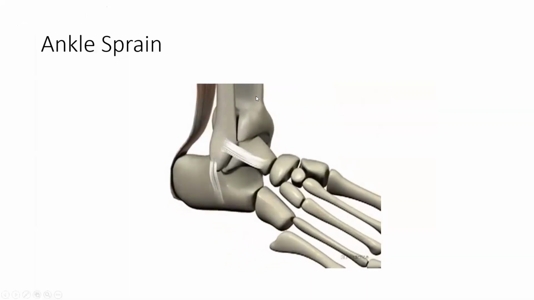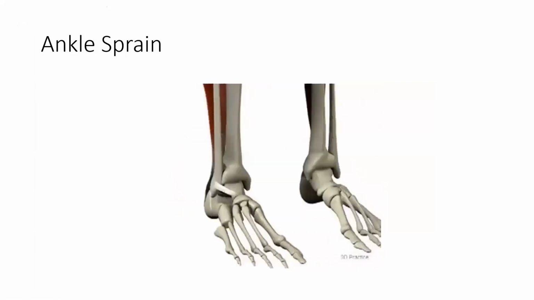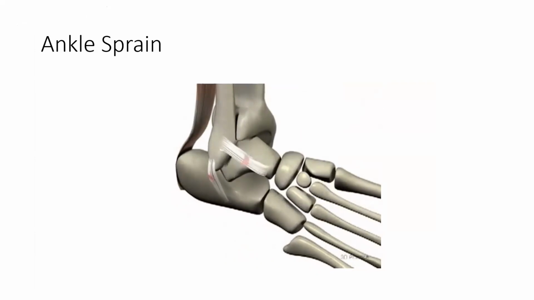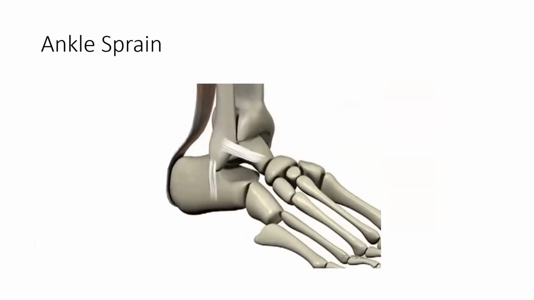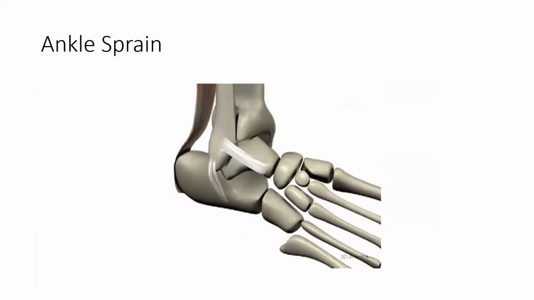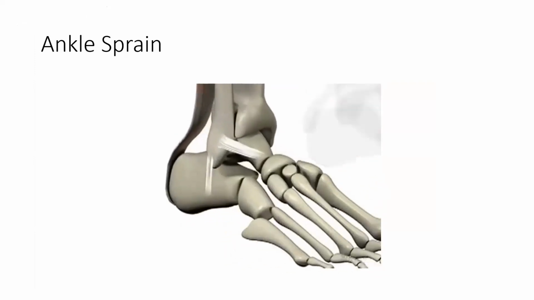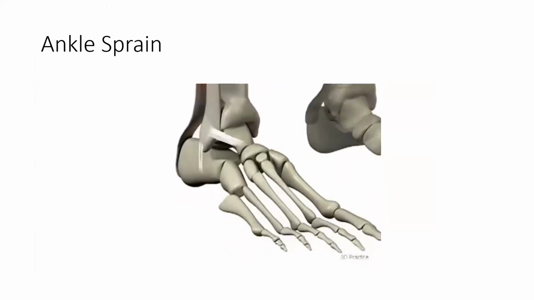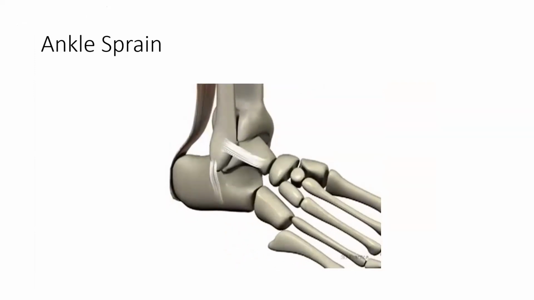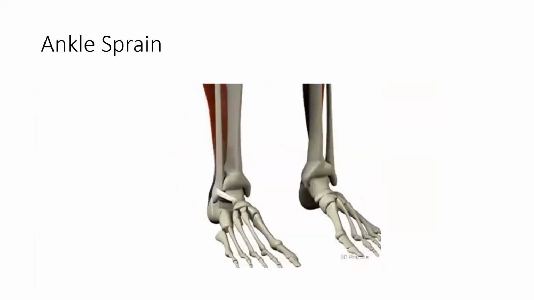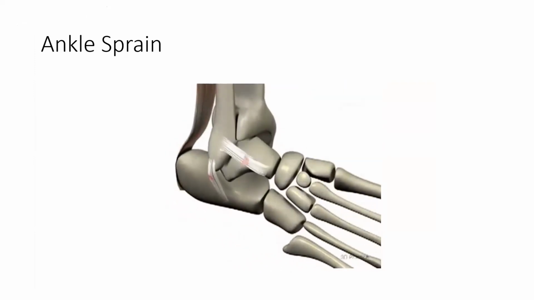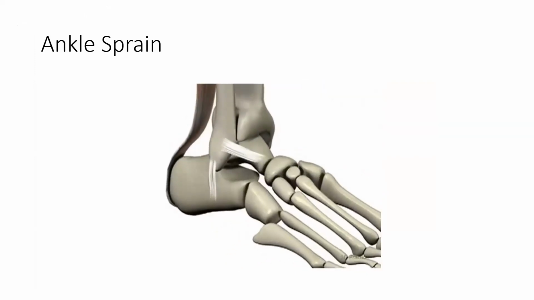This is what happens now when you injure your ankle. This is a sprain or strain. What happens is we generally roll our ankle on the weak side. The weak side is usually the lateral surface, the lateral malleolus of our ankle. You can feel the malleolus on each side, the bump on each side of your ankle.